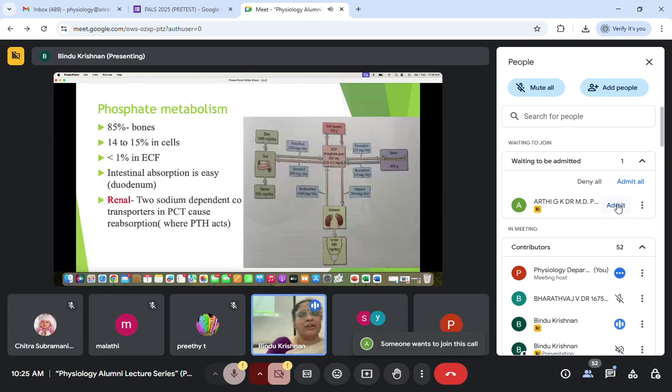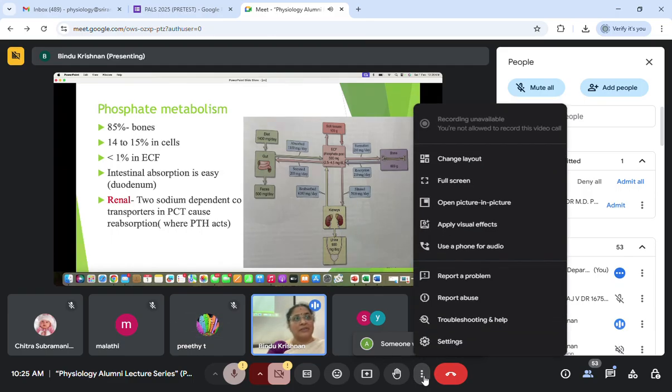So a bit on the phosphate metabolism. Compared to calcium metabolism, the phosphate metabolism regulation is not so strictly regulated. It is a little easy because the intestinal absorption is again easy. Remember, the calcium and phosphate absorption happens in the small intestine, more in the duodenum, then jejunum, and then the ileum, right? So you have almost 85% in the bones as phosphate, less than 1% again in the ECF. What is important here is in the kidney, the two sodium dependent co-transporters in the proximal convoluted tubule. That is where we are going to see how the PTH is going to act, right?